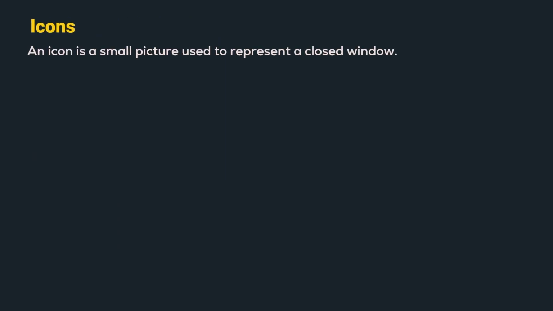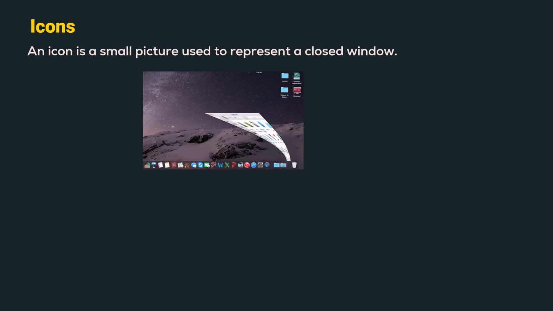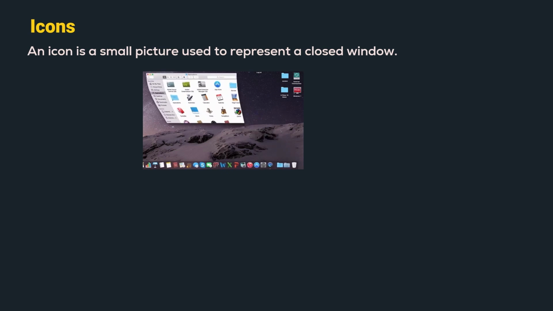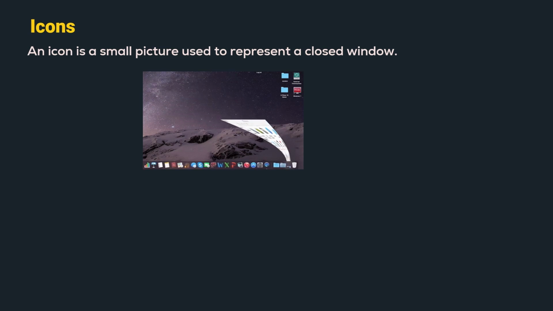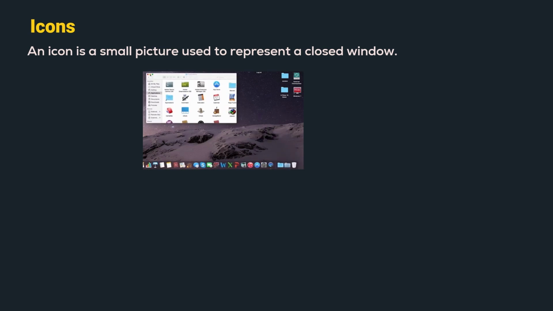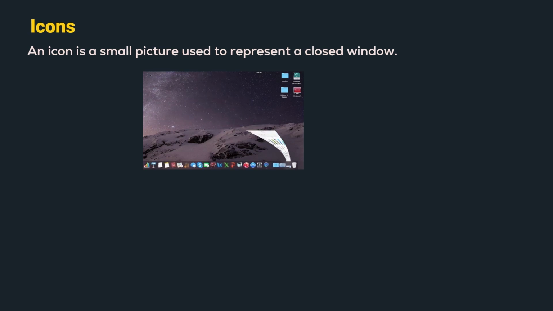The next widget is icons. An icon is a small picture used to represent a closed window. As we can see in this GIF, icons can take many forms and styles. Icons can also be used to represent other aspects of the system like the recycle bin, various disks, and programs available to the user. Icons should be styled in a way that users can easily understand and interpret them.